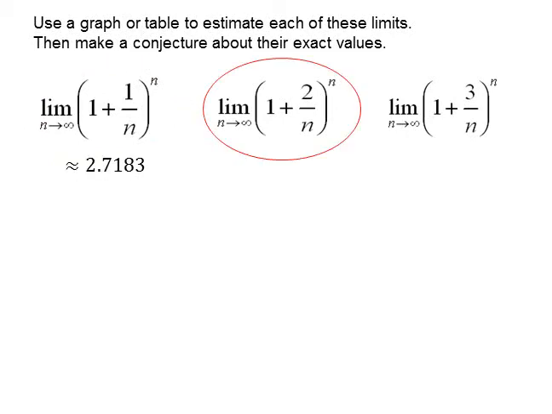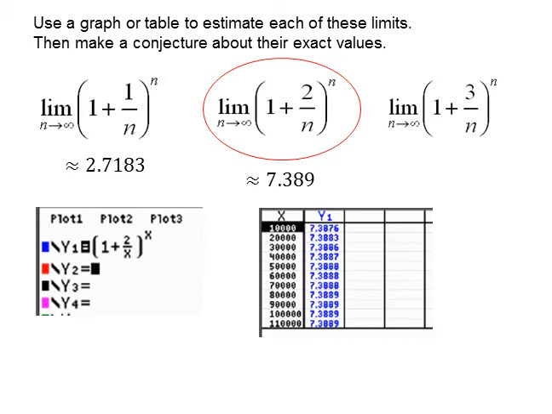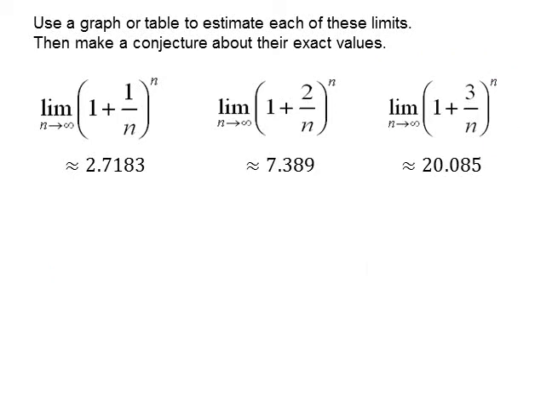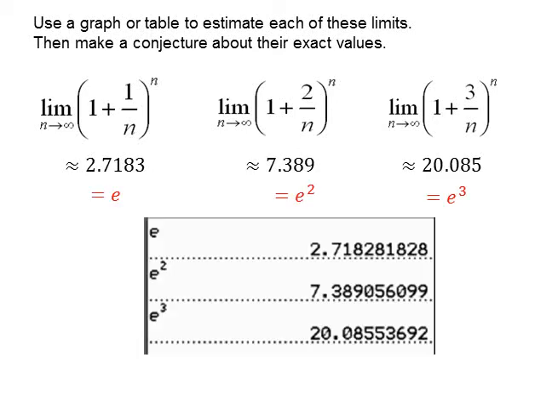Moving on to the next limit, 1 plus 2 over n to the nth power appears to be approaching 7.389 as n goes to infinity. And the last limit goes to approximately 20.085. Can you guess what the exact value of these limits are? They are e squared, and e to the third.